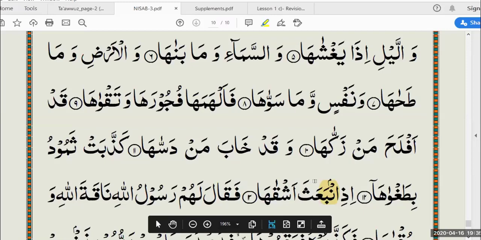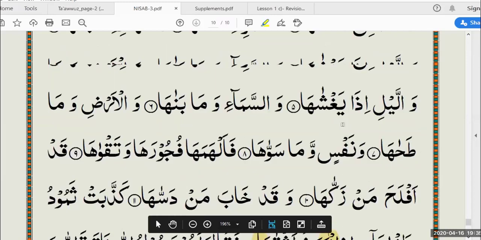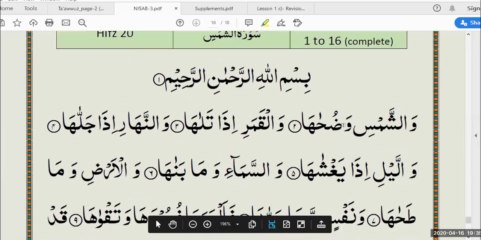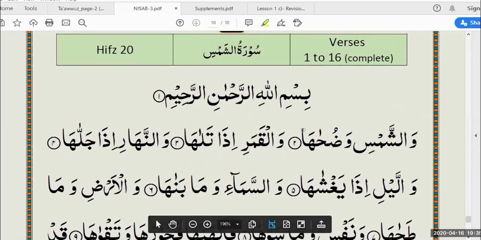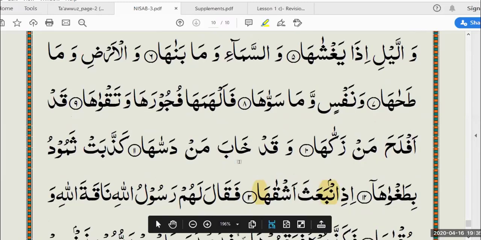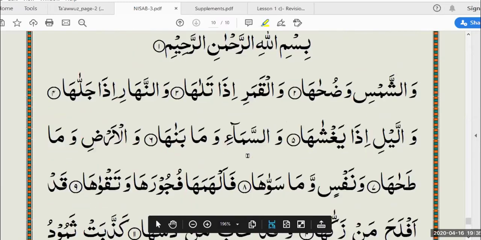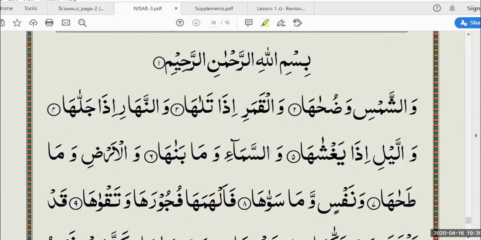Ashqaha. Okay, Jazakumullah. Just that at the end we have alif, right? So even when we are doing a waqf, we have to prolong it. Okay, so I would now like you to please recite the first 4 verses, please. Of Surah Shams.